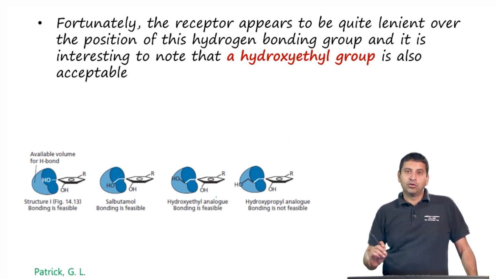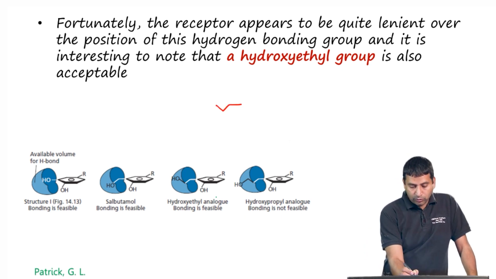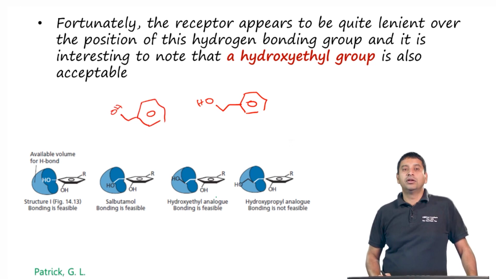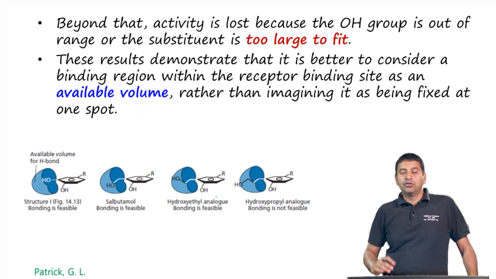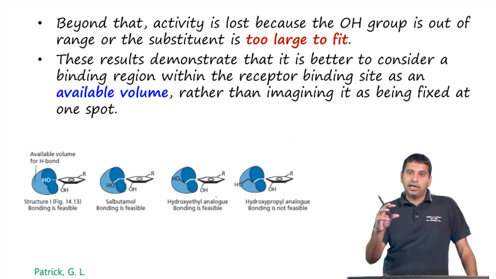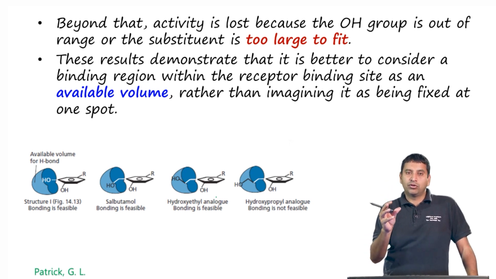And of course, it is interesting to note that the hydroxyethyl group is also acceptable. So, you have CH2CH2OH or CH2OH, both of these are acceptable to the receptor binding site. Okay. But if you add one more carbon, then it does not work. Okay. So, beyond this, if you add 3 carbons between the benzene ring and the alcohol, then it is too large to fit. So, this also suggests that there is a binding region within the receptor binding site which has an available volume. Okay. And this volume is what we need to work around.